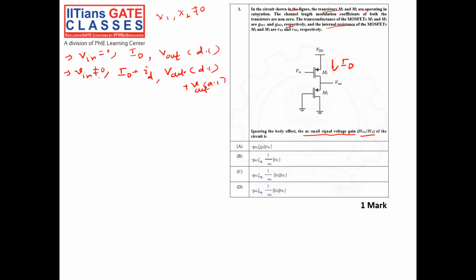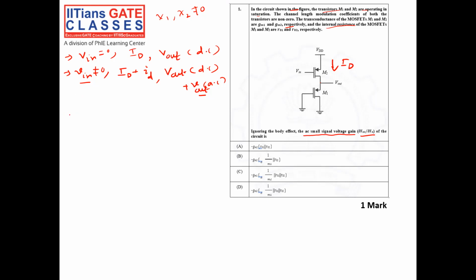So when I apply an input AC, I will get some AC current. Also, I will get some AC voltage at the output. So I have to find out the ratio between V out AC by V in AC. Before solving, we need to understand how amplification takes place in an amplifier. What is the amplification process? How does it take place?